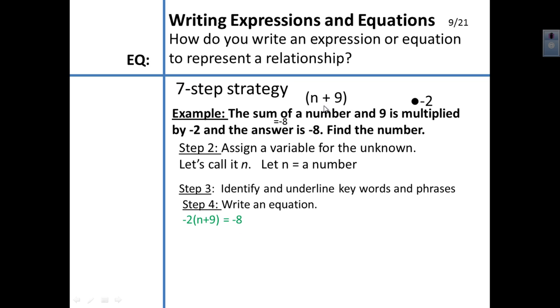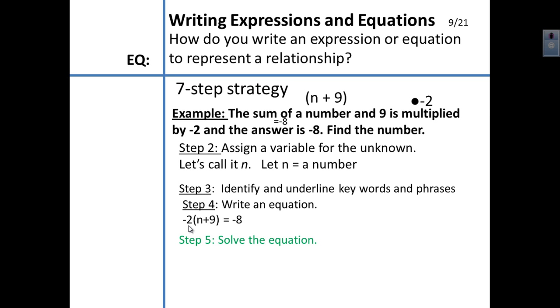Now, the only difference between these pieces of information and our equation is that this -2 goes in front. You can leave it the way it is, but in math, the conventional way is to write your coefficient in front. What do you think the next step after writing an equation is? You're right, solving the equation. So let's solve this equation.